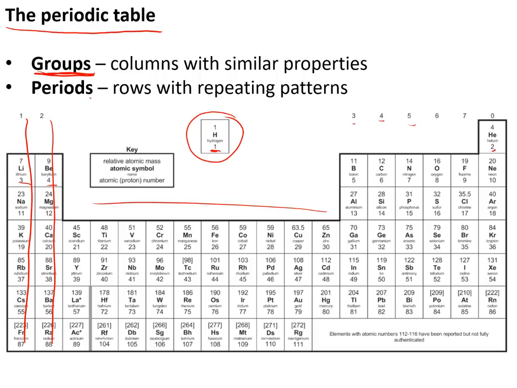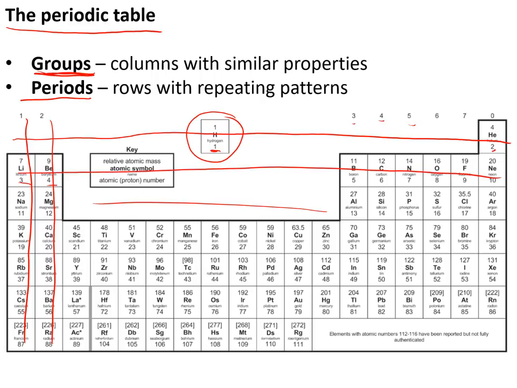We also have periods. Now, periods are the rows on the periodic table. Hydrogen doesn't have a group, but it does have a period. It is in the first period. So period one, period two, and so on. There are also other things you should know.